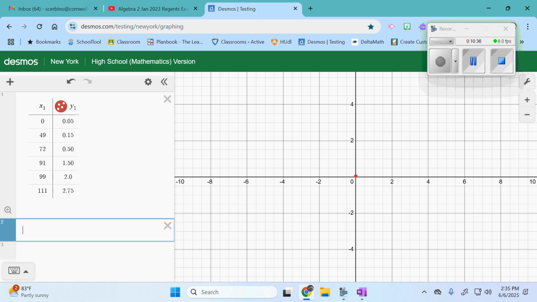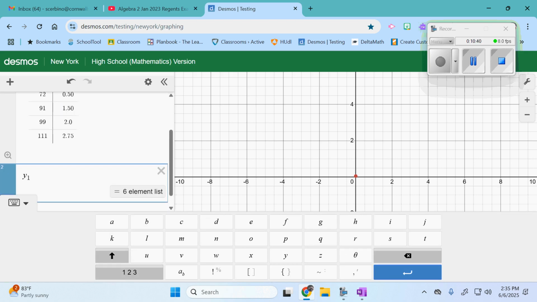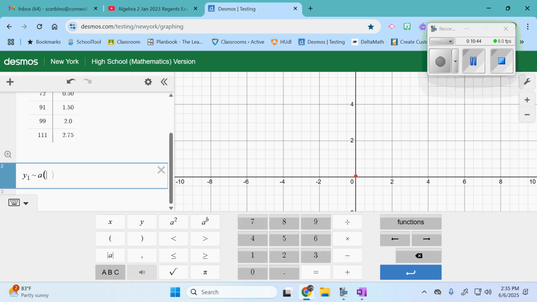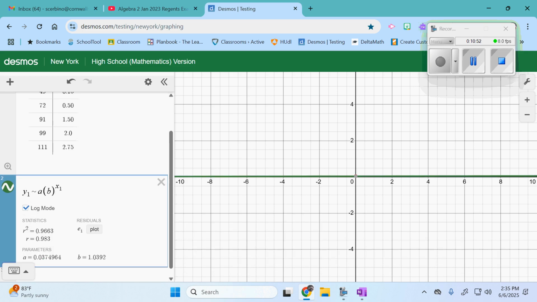Then you have your data. We're going to put in our Y1 squiggle. We'll put in our A times B to the power of X1. And we're not going to forget to click log mode. And then once we get log mode, we can see that that's clearly going to be answer choice 1.